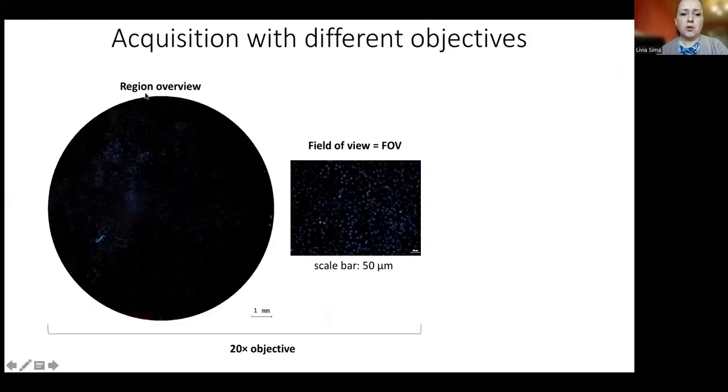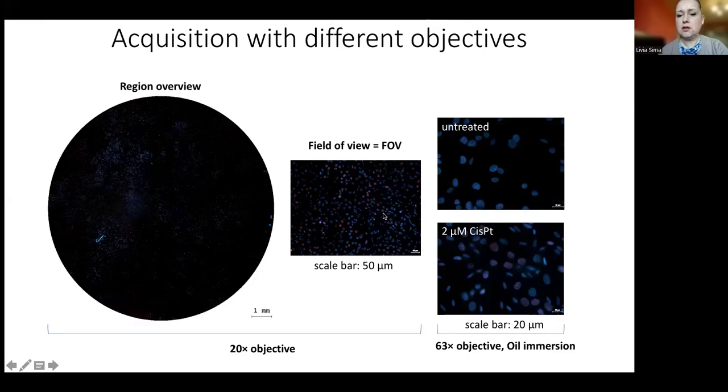Just a reminder to the users of TissueFAXS, we can scan the slides with different magnifications. And this is an example of a cover slip with cells that were labeled with antibodies against gamma H2AX and Hoechst to label the nuclei. We can see the entire region overview of the cover slip that is obtained using the 20x objective. If we click on a field of view, we can have a detailed view of the cells, but still we cannot quantify exactly the number of foci per nucleus with this magnification.